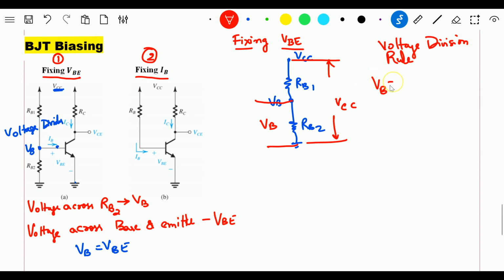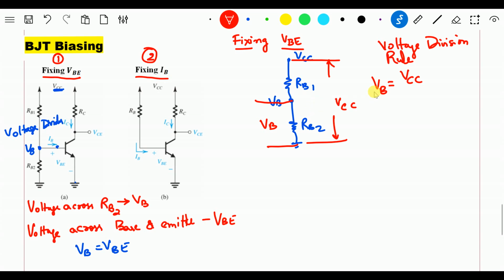Now VB is equal to the total voltage VCC, and I am applying the voltage division rule. Keep that in mind: when we have two resistors in series, the voltage gets divided. In parallel circuits, the current gets divided. This is a simple phenomenon you already know. As RB1 and RB2 are in series, and I need to find the voltage across RB2, the voltage across RB2 is VB.